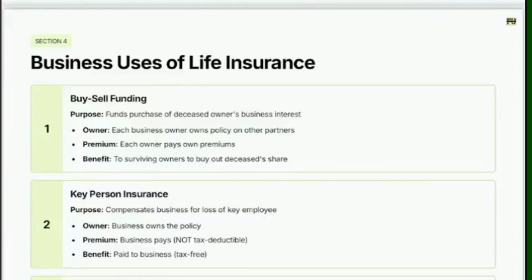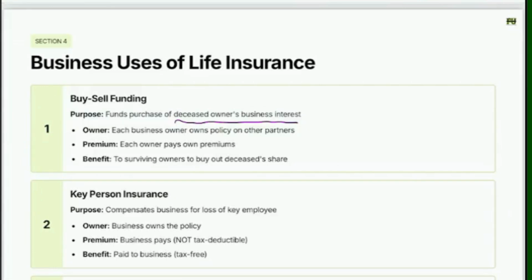Okay, so buy-sell funding funds the purchase of a deceased owner's business interest. It is a life insurance policy that is put in place to buy out the deceased owner's business interest. Each owner owns a policy on the other partners. Each owner pays their own premium. And the benefit goes to the surviving owners to buy out the deceased's share.